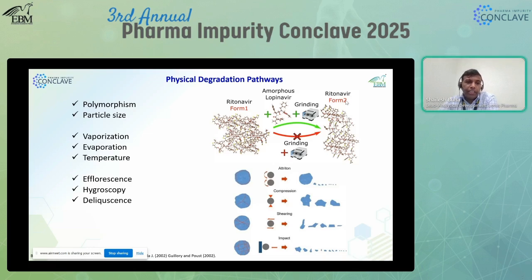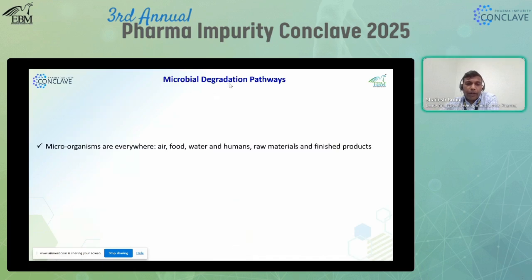Vaporization: during the physical process, evaporation and temperatures. Efflorescence, hygroscopy and deliquescence, these are also physical degradations. So how attrition, compression, shearing and impact affect particle size, and how ritonavir goes from form 1 to form 2. Even when you grind there is a change in polymorphism, and sometimes when you expose it, that is also a polymorphism. So there are many physical degradation pathways. This is also very important for the therapeutic activity of the molecule. And microbiome, yes, it's air, food, water and humans, raw materials and finished product.